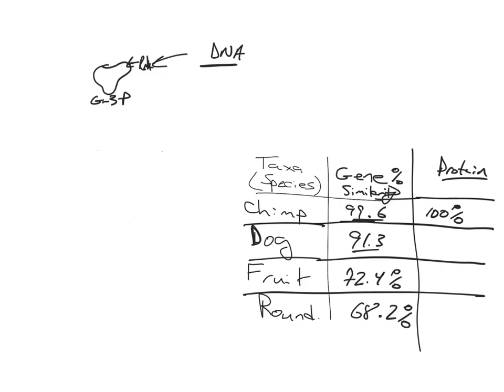And of course here with the dog, it's 95.2%, and here the 76.7%. So you see the DNA is more different than the actual protein. Again, that makes sense if you think about it. All right.